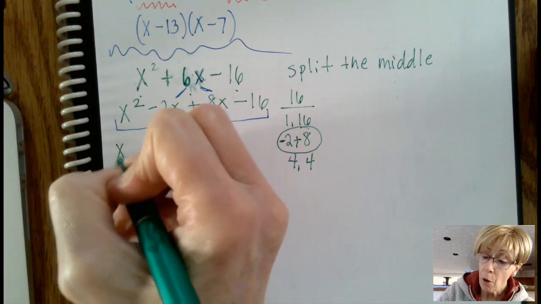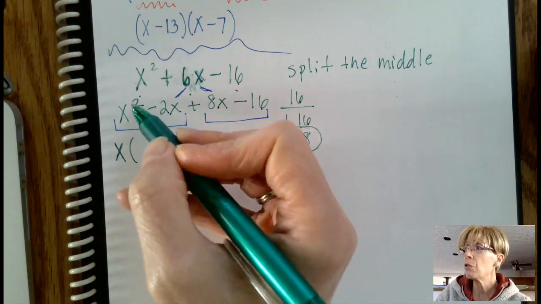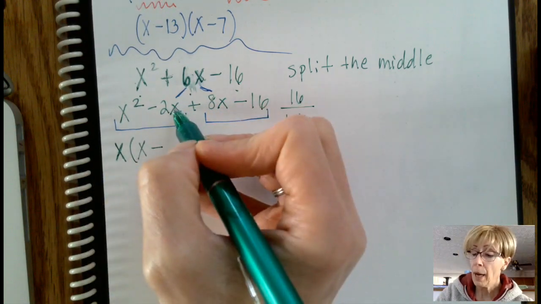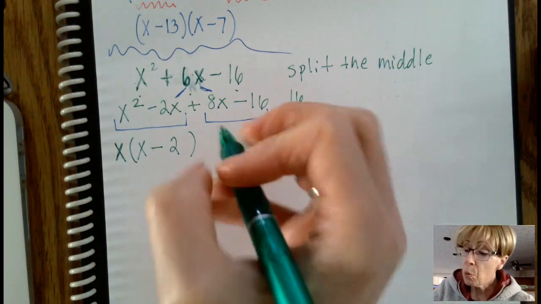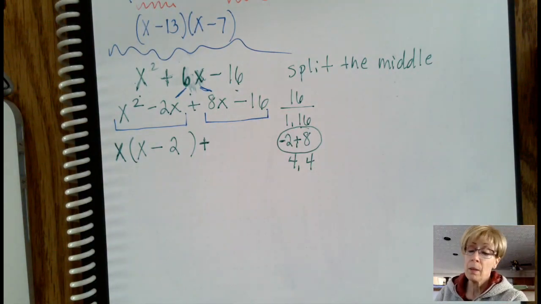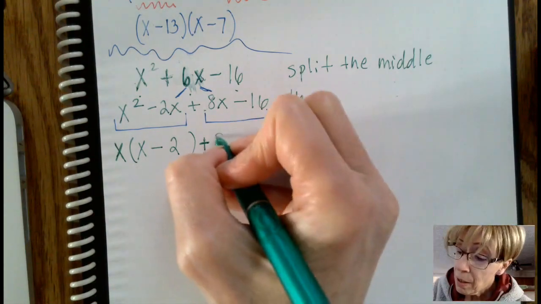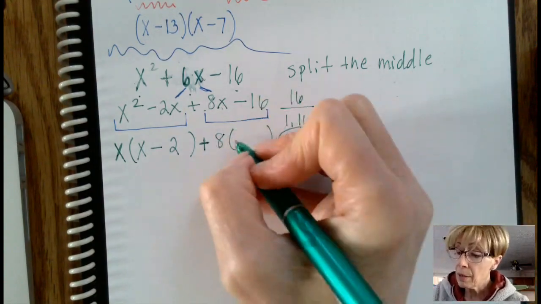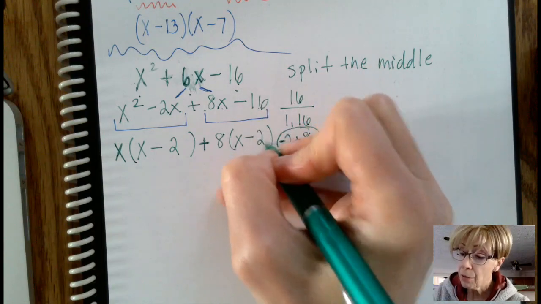It is the lowest exponent. When we factor out an x, we had 2 x's. We took out 1, we still have 1. We had 1 x, we took it out. Nice on this one, because there's a plus in between, but we still do want to write the plus. The biggest number that divides into both 8 and 16 is 8. And then 8x divided by 8 is x. Negative 16 divided by 8 is negative 2.